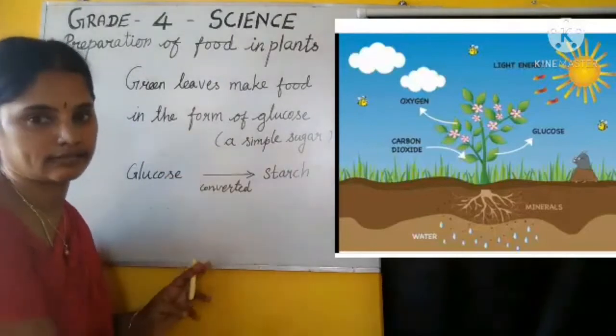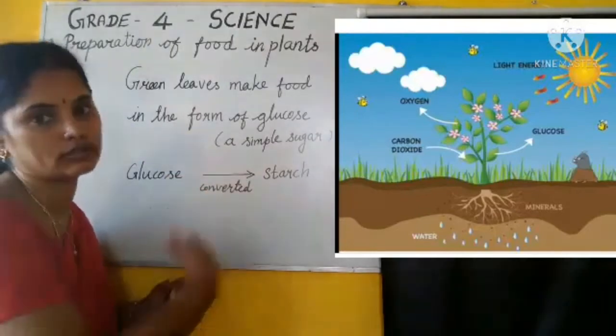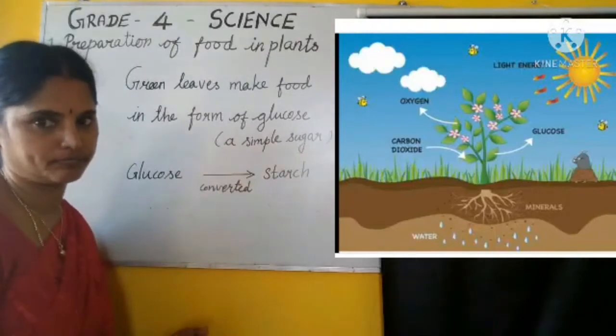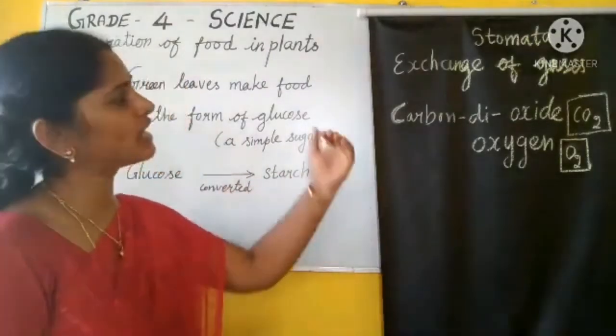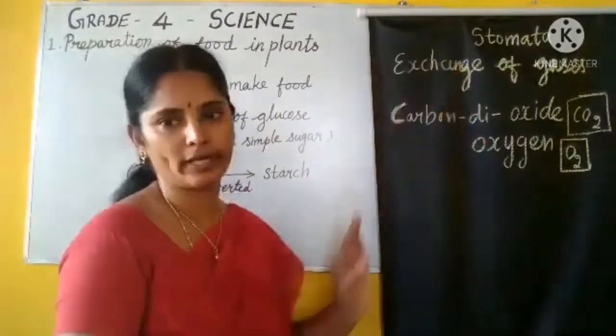This is the product of photosynthesis. The food is prepared. Okay. I said exchange of gases happens through the stomata.